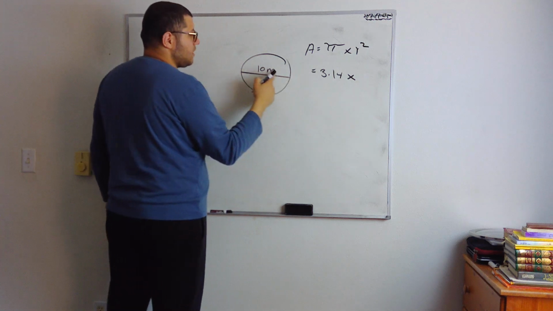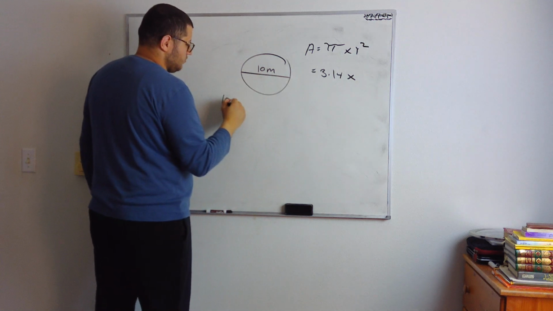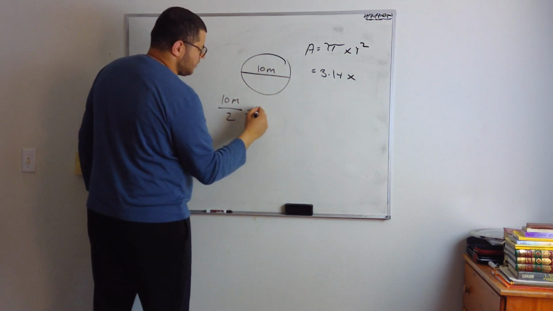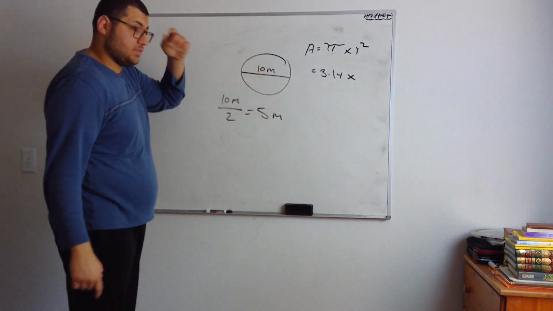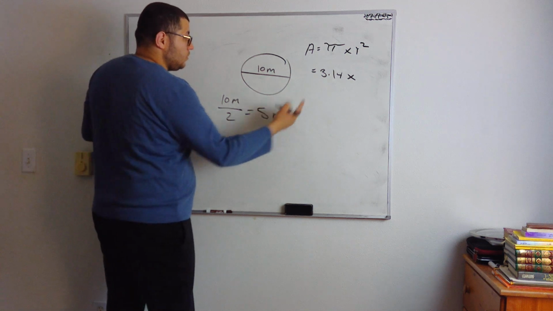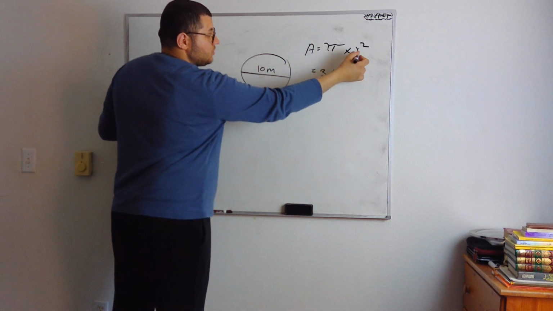If the diameter is 10 meters, 10 meters divided by 2 is 5 meters. So the radius is 5. We have to divide by 2 to get half of it. The radius is 5. We need to square the 5, because it's r squared.